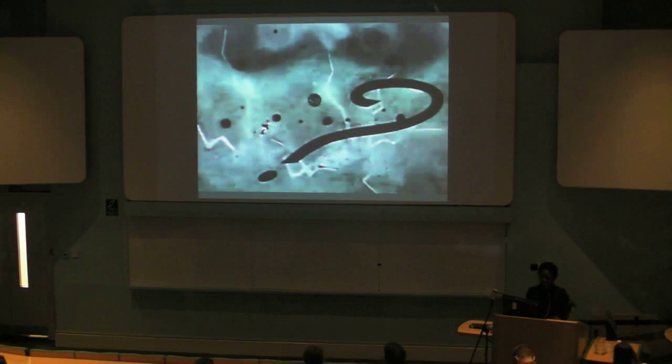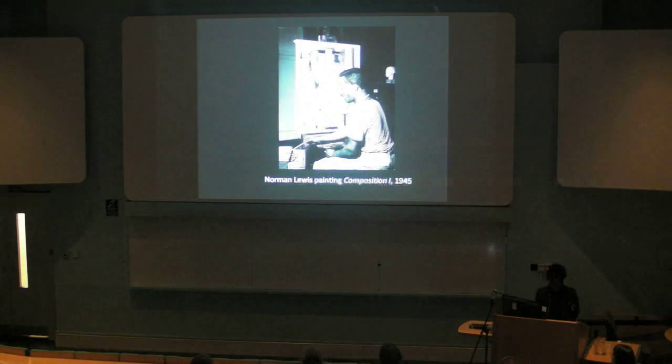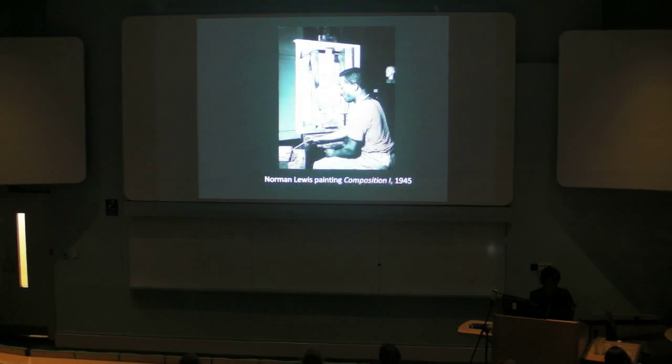It's really been a wonderful last two days. My paper is entitled One World or None, Potential and Devastation in Norman Lewis's Abstract Expressionism. Norman Lewis, as seen here, participated in abstract expressionist circles from 1946 to 1964.